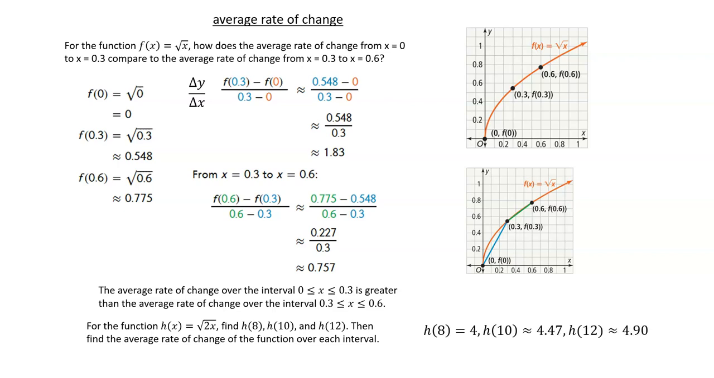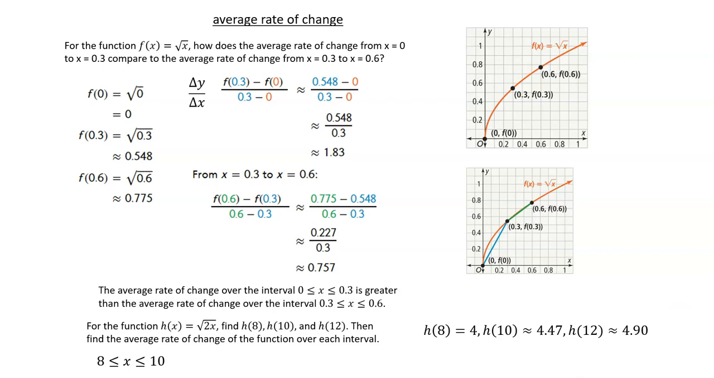The approximate values, h of 8, well, 2 times 8 is 16, square root of 16 is 4. And then using a calculator, h of 10 is approximately 4.47, and h of 12 is approximately 4.90. So now, find the average rate of change for the values of x between 8 and 10. Pause the presentation and find the average rate of change.